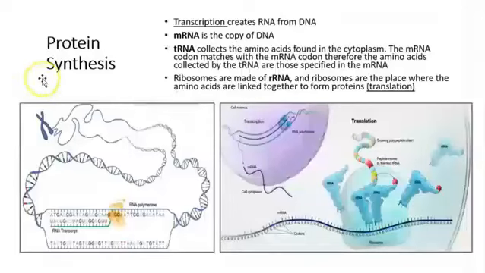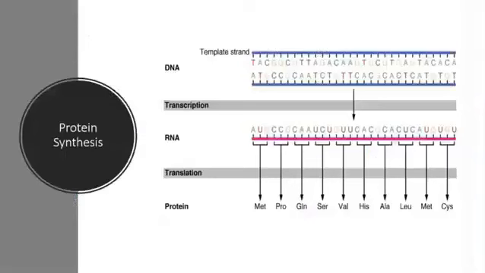How do we create proteins from DNA? So the first step is transcription. The next step is translation. So what is transcription? It is getting information from the DNA and creating RNA. What is translation? It is getting the RNA and, from the RNA, creating proteins.